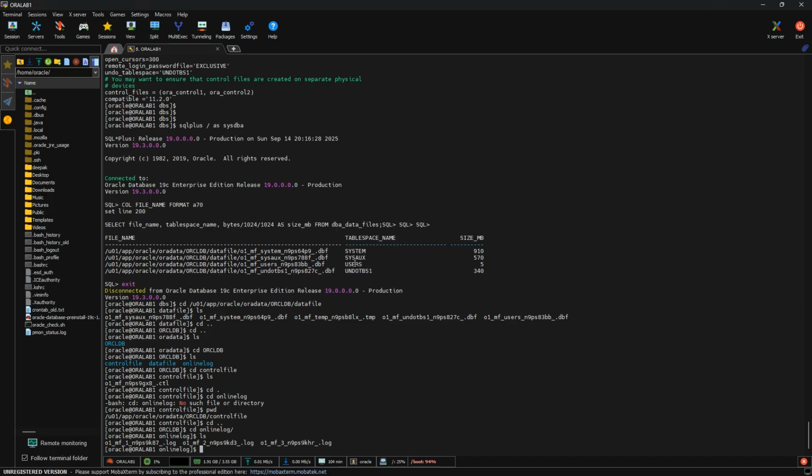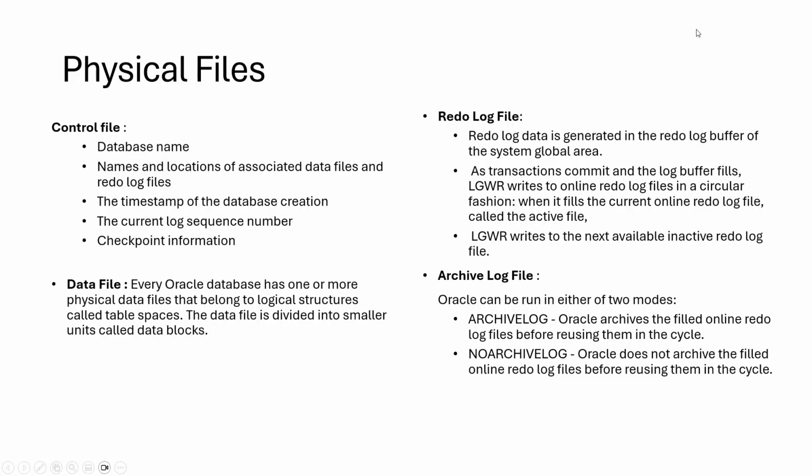associated tablespaces. The user can have multiple data files if the actual data is growing. Right now it is 5 MB only, but if it grows bigger and you want to store much more data, you can create more data files and assign them to the user tablespace. Logically you will see one user tablespace, but physically you will have multiple files under it to store the actual data. So that is the data file.